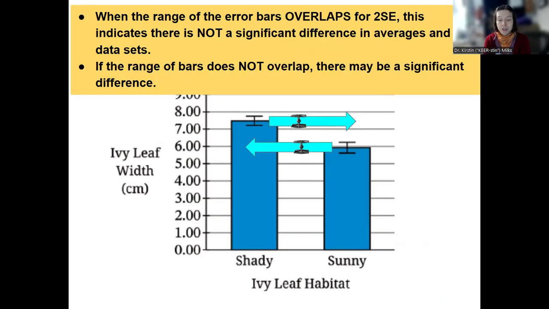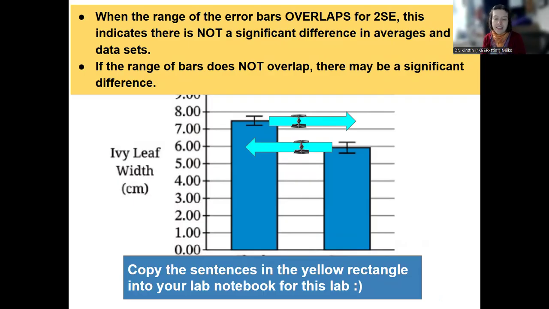So I'm going to ask you to copy the sentences in this yellow rectangle directly into your lab notebook for this lab. They say, when the range of the error bars overlaps for 2SE, which we'll talk about how to calculate in a moment, this indicates there's not a significant difference in averages in the data sets. If the range of bars does not overlap, there may be a significant difference. So pause the video, and make sure that goes under the banana lab, even if you haven't been here.